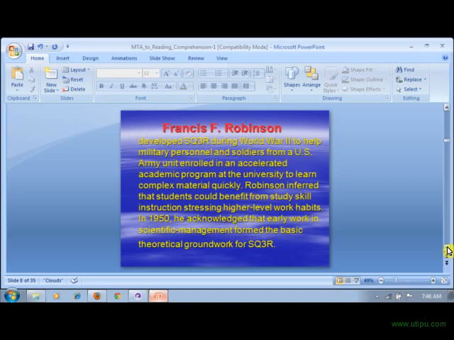Francis F. Robinson developed SQ3R during World War II to help military personnel and soldiers from a U.S. Army unit enrolled in an accelerated academic program at the university to learn complex material quickly. Robinson inferred that students could benefit from study skill instruction stressing higher level work habits. In 1950, he acknowledged that early work in scientific management formed the basic theoretical groundwork for SQ3R.